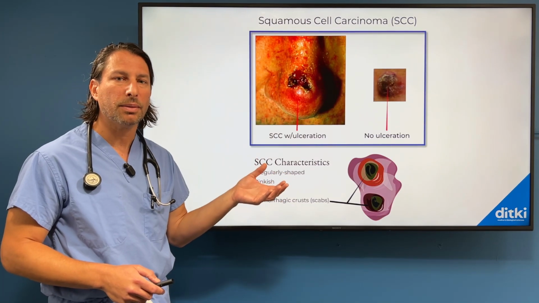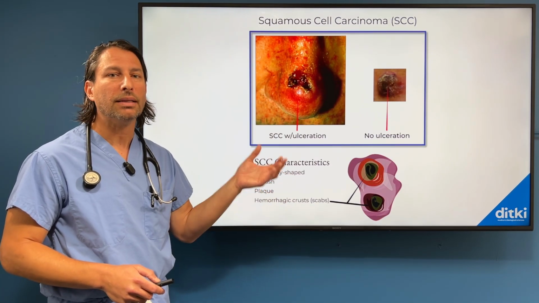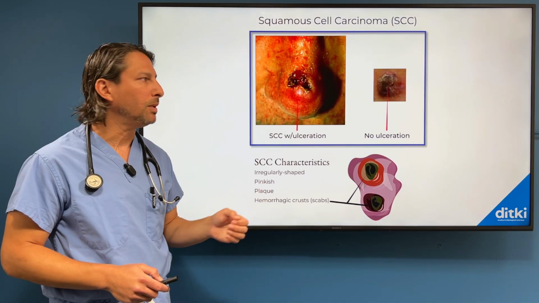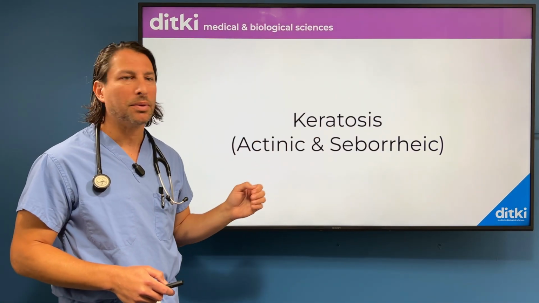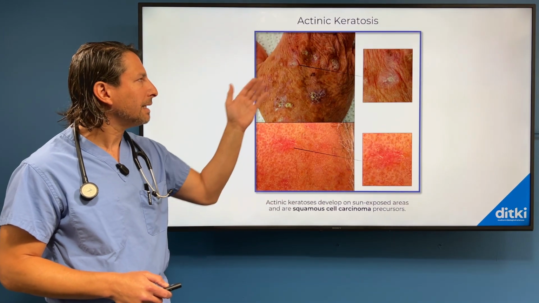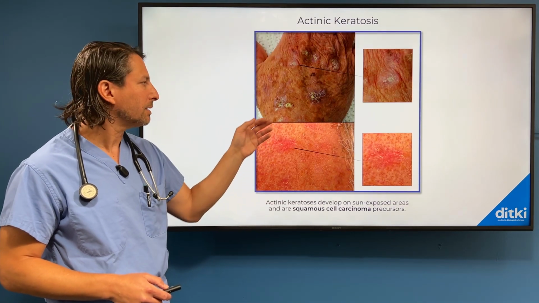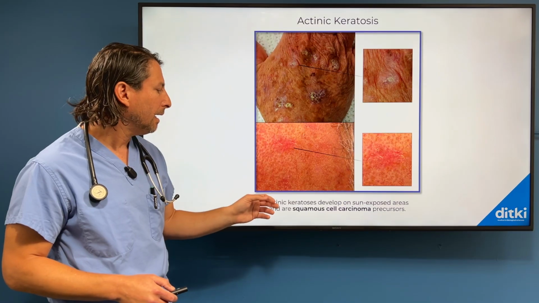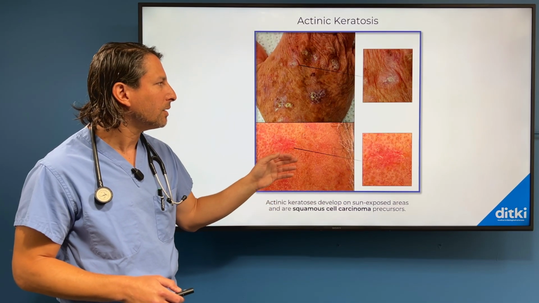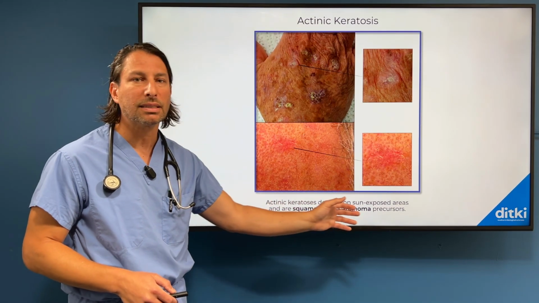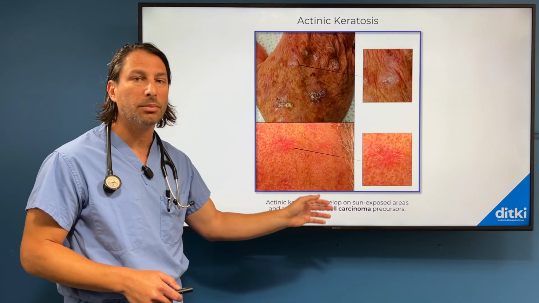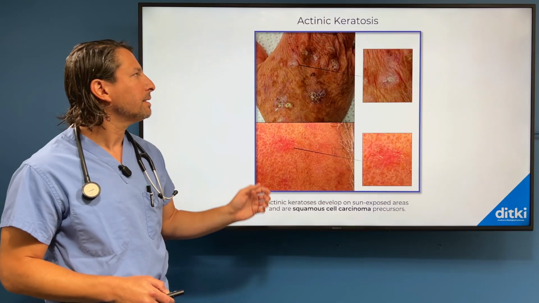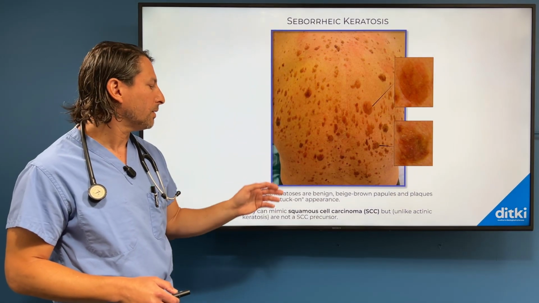So the likelihood of squamous cell carcinoma is greatly increased by immune suppression. Keratosis, actinic and seborrheic. Actinic keratosis here, we can see that it's crusty, scaly. The key thing about actinic keratoses, and they develop in sun-exposed areas, is that they can be a squamous cell carcinoma precursor. This is in opposition to seborrheic keratosis.